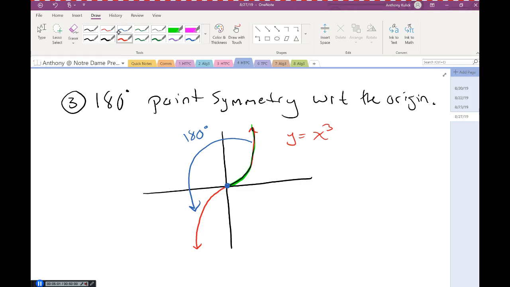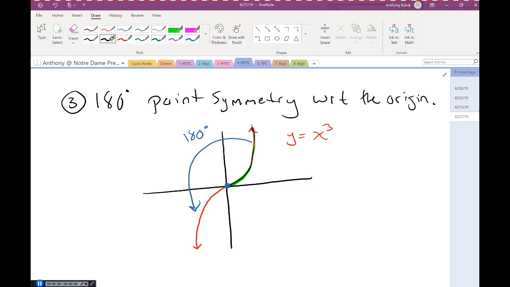Alternatively, you might notice that if I perform a reflection across the x-axis and then a reflection across the y-axis, I would get the same result. And you could do those in either order. You could go x then y or y then x. If you perform those two reflections successively, you'd end up with the same thing as a 180-degree rotation. Is everybody okay with that idea?